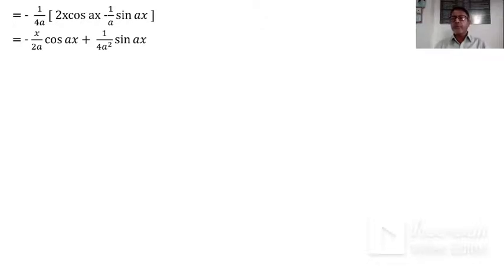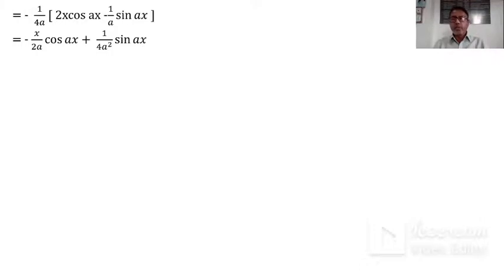Now see here, in this expression we want to see what is the effect of 1 upon d square plus a square on sin ax. Means here we want to solve the differential equation d square plus a square operating on y is equal to sin ax. Only we think about this: d square plus a square operate on y is equal to sin ax.